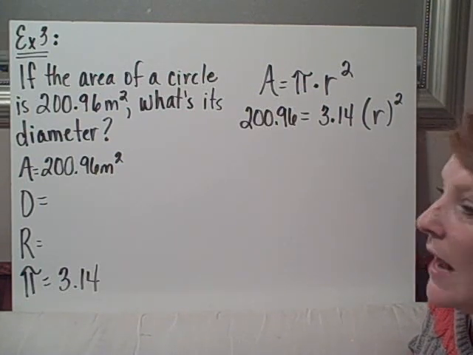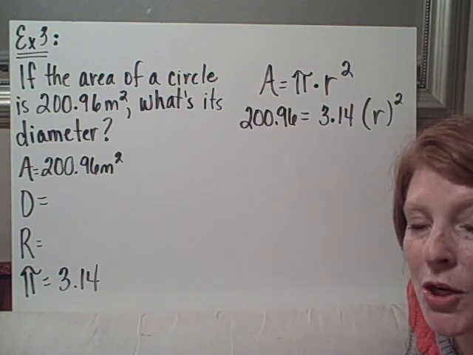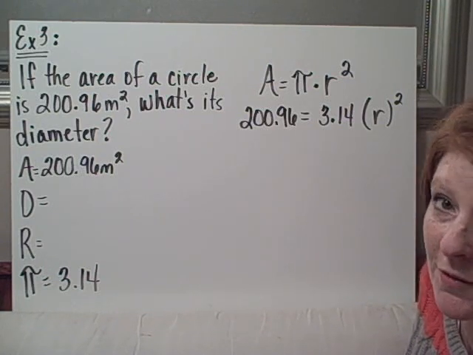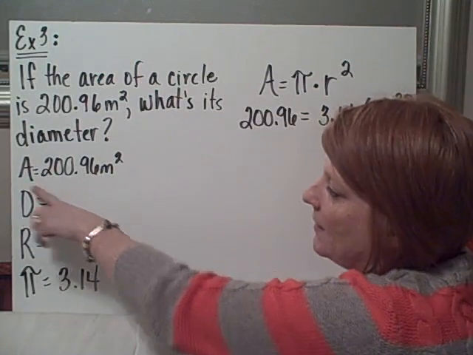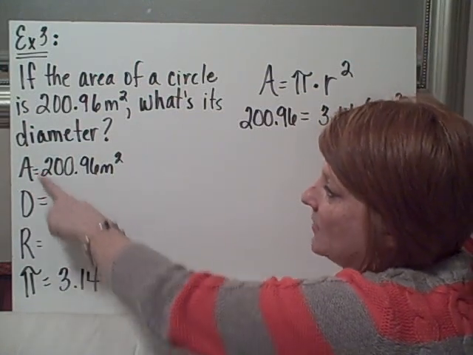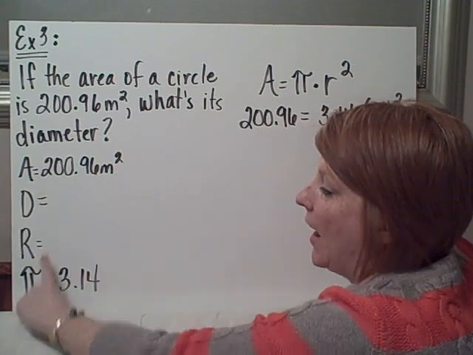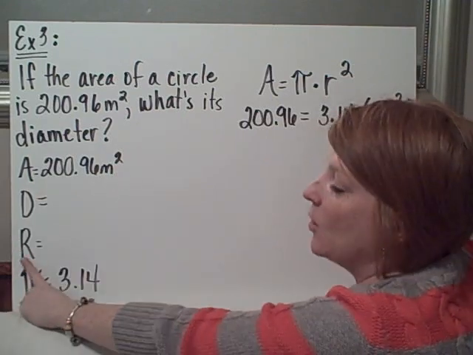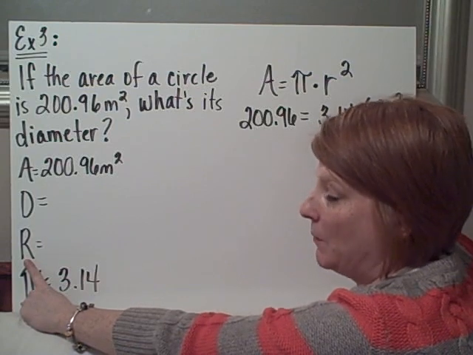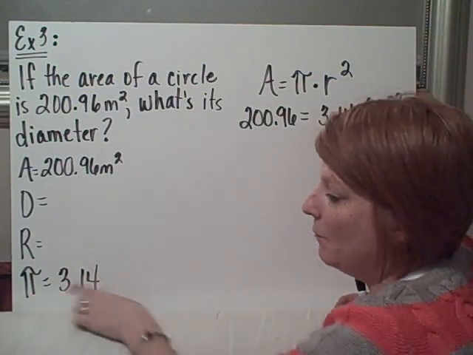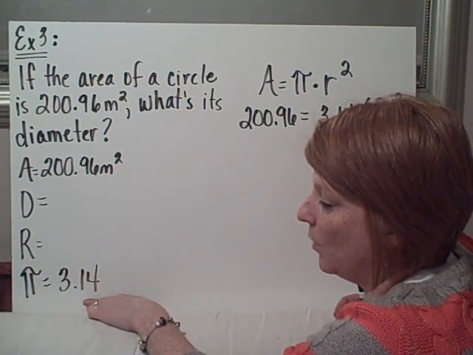What I have done is I have written down everything I'm going to need to know in this problem in order to figure it out. They told me the area. I'm asked for the diameter in the problem. And since I'm working in area, I know that the radius is probably going to be part of the problem. Pi, we're going to use 3.14.